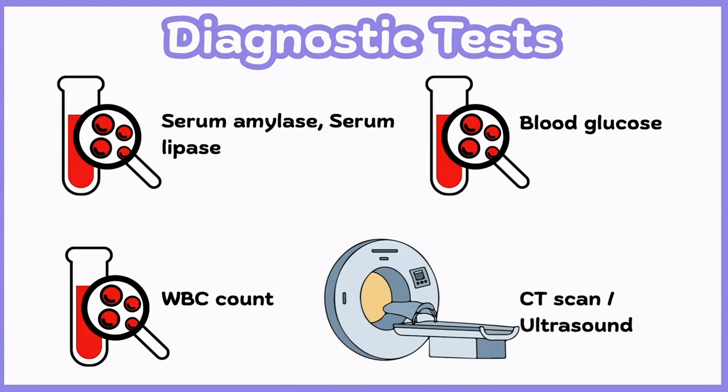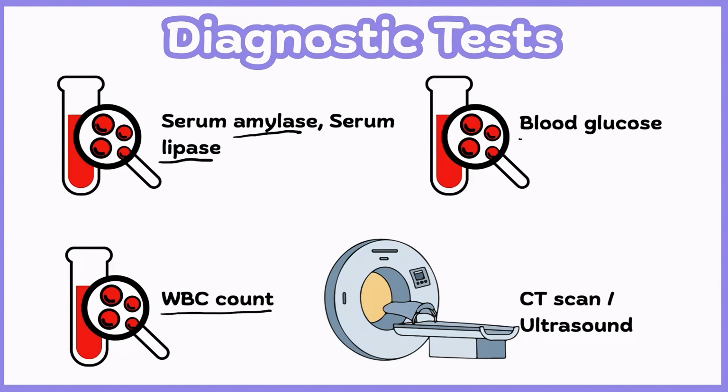Diagnostic test. What are we going to look at? The first one is serum amylase and lipase. Then again, these are the digestive enzymes, so obviously we're going to look at that. We'll also look at the white blood cell count, and that's because when there is any inflammation going on, you're going to see that it will be elevated.